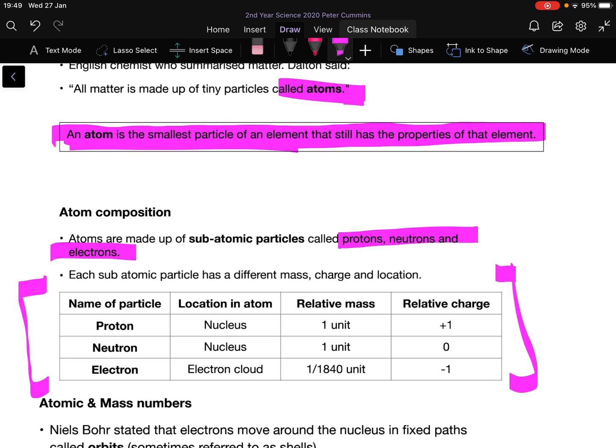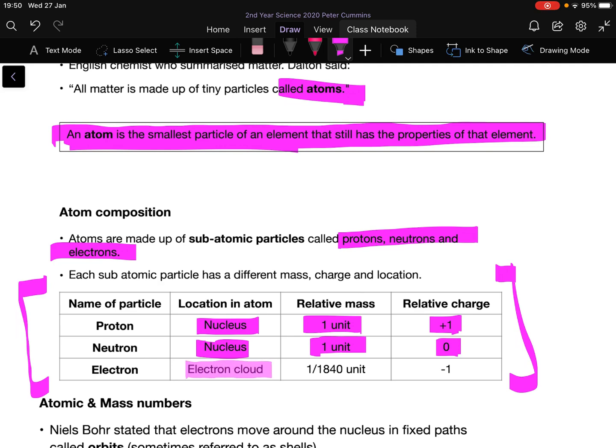This table is really important in that it tells you where you get a proton. A proton's in the nucleus. It has a positive charge, and its mass is 1 unit. Obviously, it's not going to be a kilo or a gram because it's so small, so we call it 1 AMU, atomic mass unit. A neutron is the same. A neutron is in the nucleus. It's the same weight as a proton and has no charge. So a neutron is neutral.